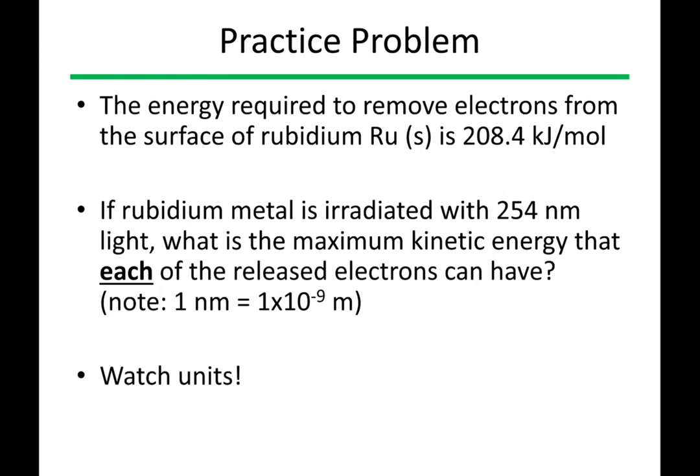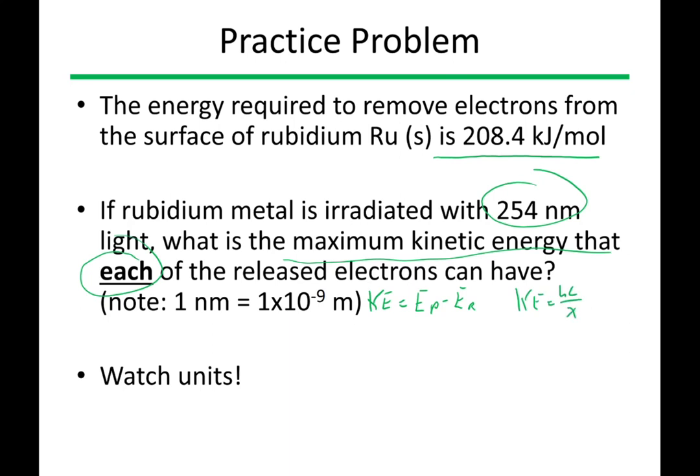We can do another practice problem here. Let's say we know the energy required to remove an electron from the surface of rubidium, and this is 208.4 kilojoules per mole. We're going to irradiate this with 254 nanometer light and find the maximum kinetic energy that every released electron can have. And so we have our kinetic energy is equal to the energy of the photon minus the energy required.